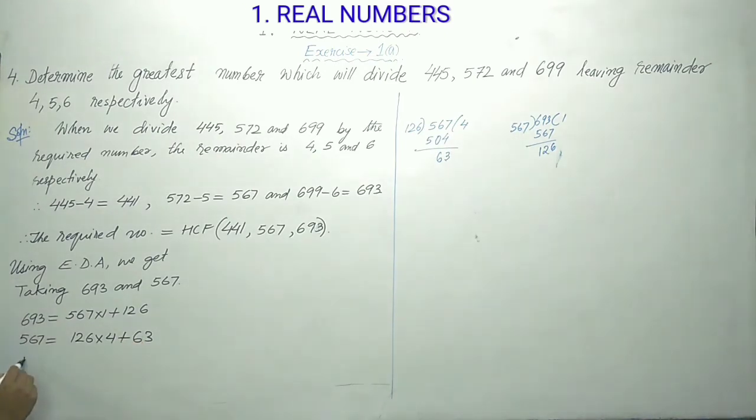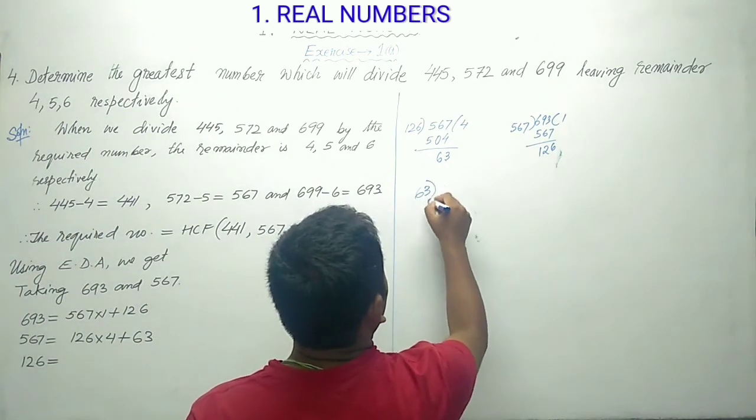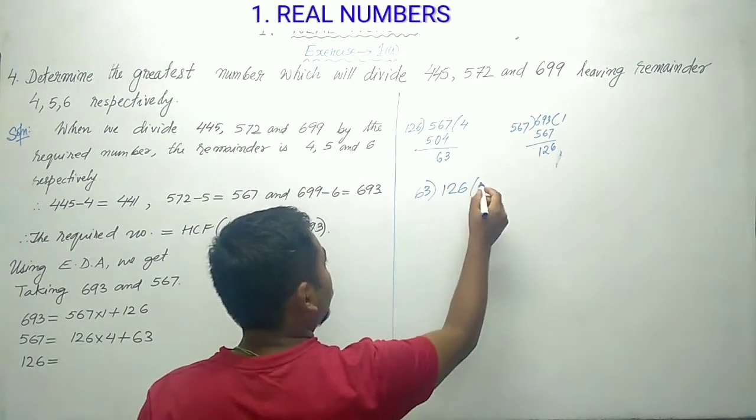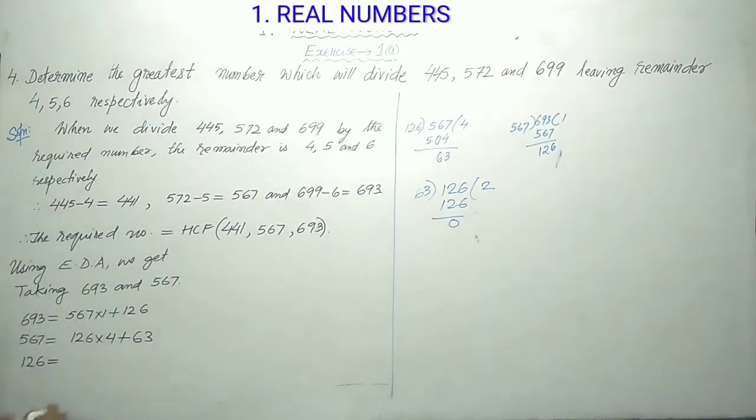Again, let us divide 126 by 63. 63 will divide 126. 63 2s are 126. Therefore, the remainder is 0. You can write down 63 into 2 plus 0. Now here, our HCF is this one. This is our HCF here. Therefore, the HCF of these two numbers, 693 and 567, will give you 63.